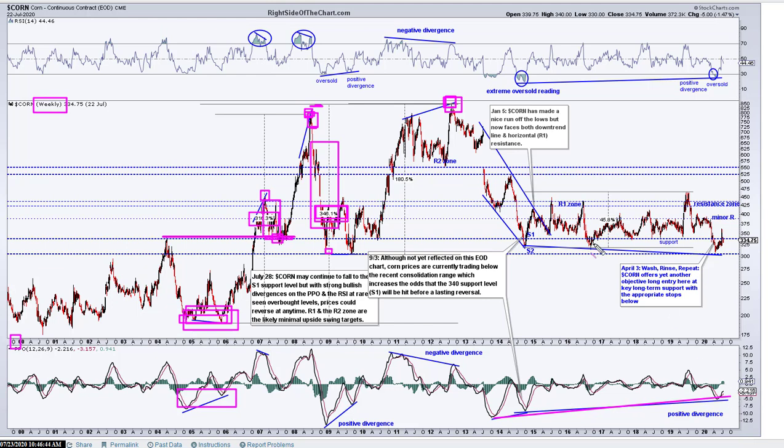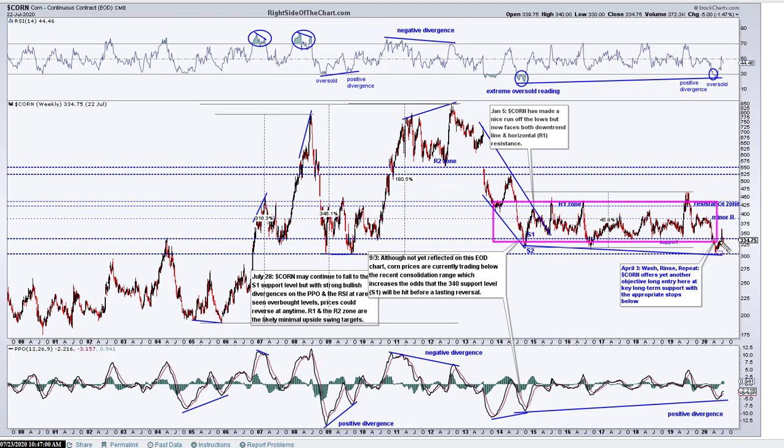We've been building divergence here on corn for a long time, and corn looks to be in this basing pattern. I've had for a long time here the R1 zone, that's a resistance zone, and then minor resistance right here. So here's what I see when I look at the chart of corn right now. I see what appears to be a potential basing pattern. There's some long-term support here.